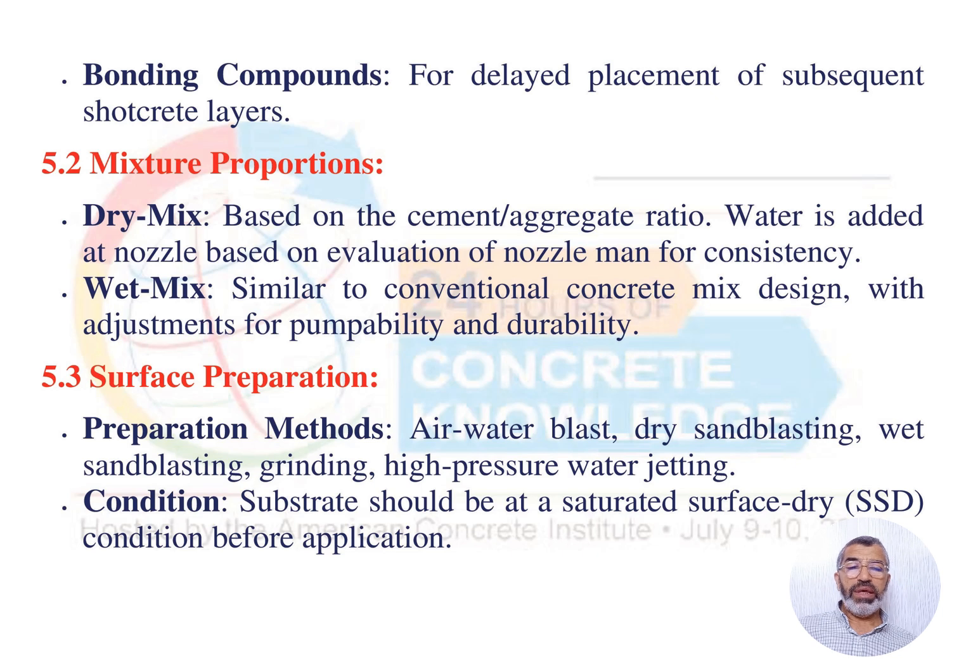Coming to the surface preparation, sometimes the receiving surface needs to be air-water blasted, or dry sand blasted, or wet sand blasted, or ground, and sometimes high pressure water jetted. This is prior to jetting the mixture on it. The preferred substrate condition for the receiving surface is SSD, which is the saturated surface dry condition, before the application of the shotcrete.